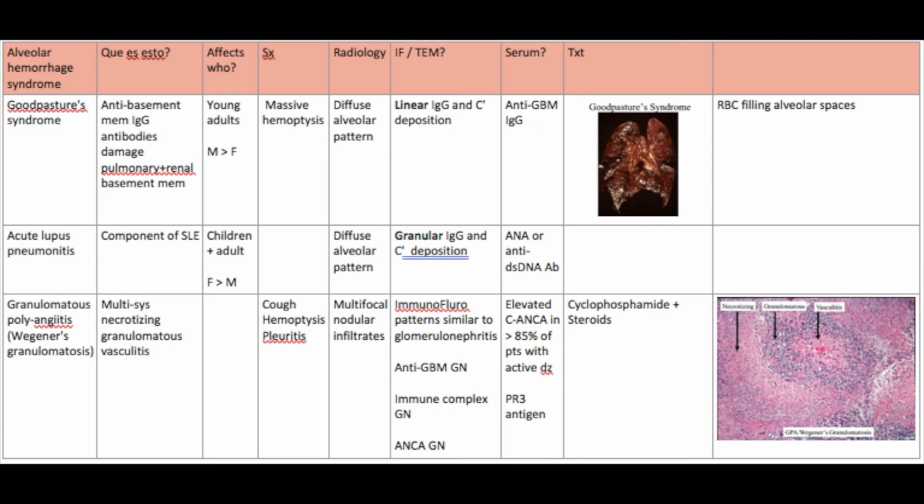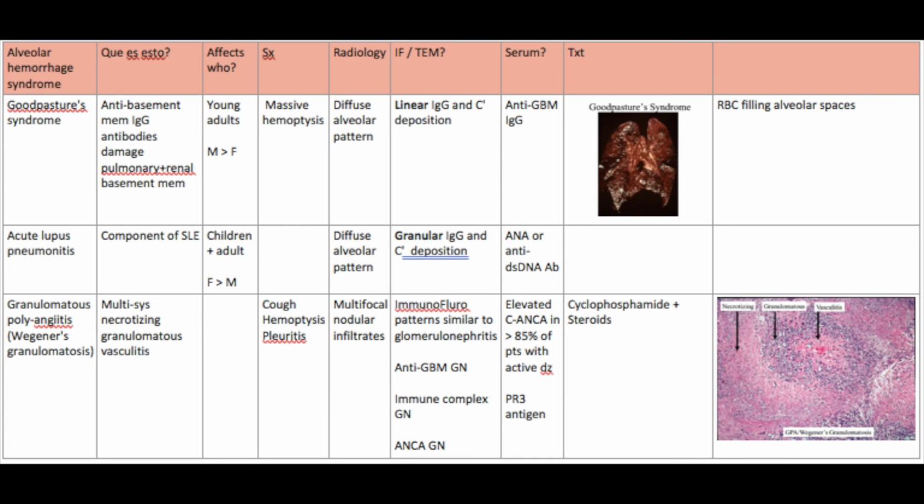And in Goodpasture syndrome, I remember that it's targeting the renal and the pulmonary basement membranes, so I think glomerular basement membrane IgGs. And if I'm targeting that basement membrane, I'm getting all this blood out. So I'm going to have red blood cells filling those alveolar spaces, and histologically, I'm going to see the alveolar spaces being filled with red blood cells. And grossly, I'm going to see a lung that's bloody and brown and red and whatnot. And granulomatous polyangiitis immunofluorescence pattern is going to be similar to glomerulonephritis, which we know Goodpasture syndrome is a combination of glomerulonephritis as well as pulmonary hemorrhage.